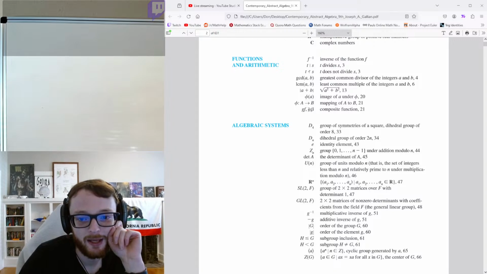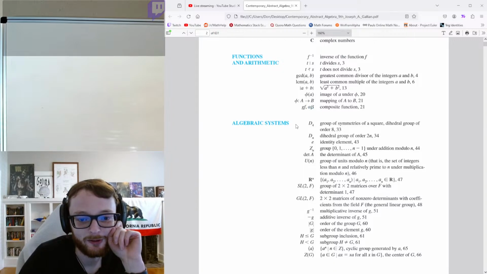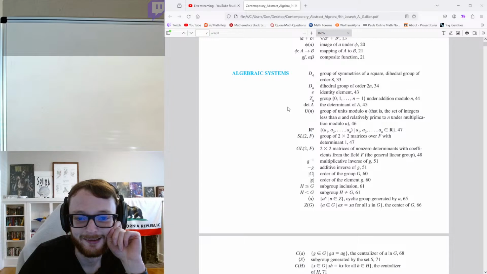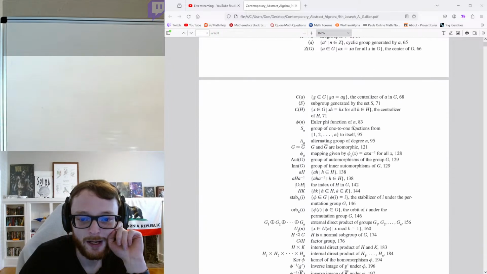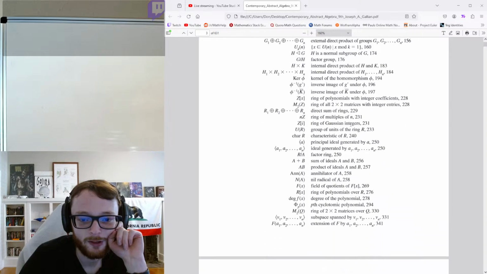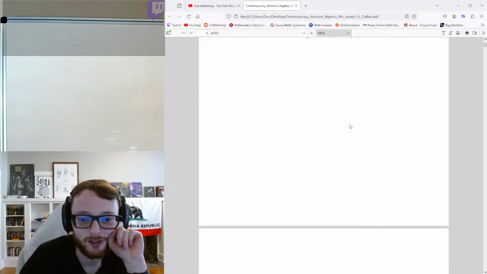GF alpha beta is a composite function? Okay, that's gonna be weird for me. Should use those as constants, I guess. Maybe I shouldn't worry about all this stuff. Maybe we should refer back to this page as we encounter things. Okay, yeah, there's a lot of notation here.